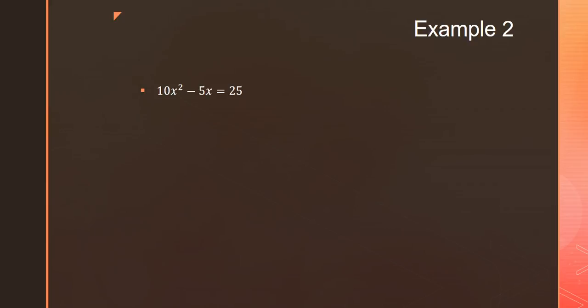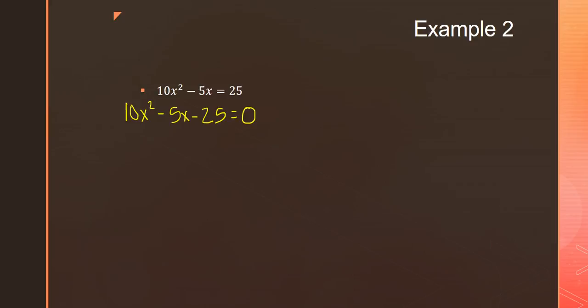We have 10x squared minus 5x equals 25. Right now it's not equal to 0, so that's the first thing I need to do: subtract the 25 over to the left side.